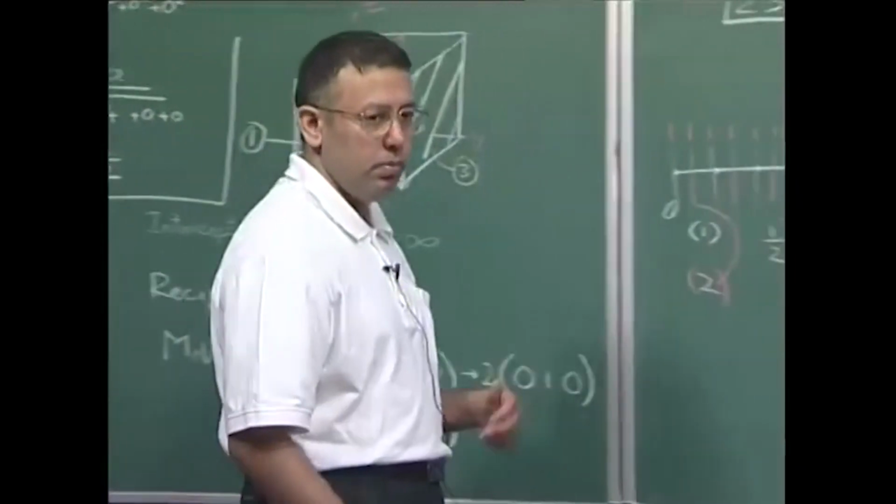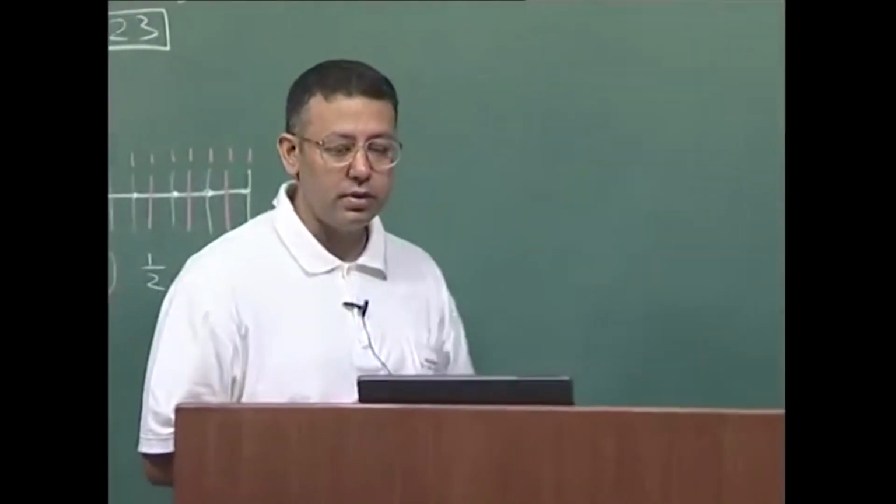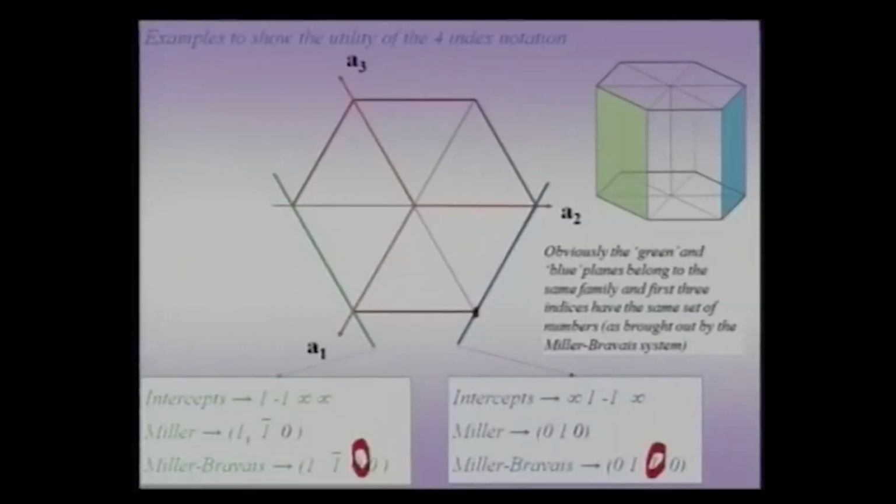Therefore, my Miller indices should reflect that symmetry. But looking at the Miller indices in 3 index notation, the first plane would be called 1 1 bar 0, the second, the blue plane, would be 0 1 0. Clearly, even though they are equivalent, the Miller indices seem non-equivalent. To avoid this kind of ambiguity, my question now is how do I generate my family, given the highest symmetry for the hexagonal lattice?